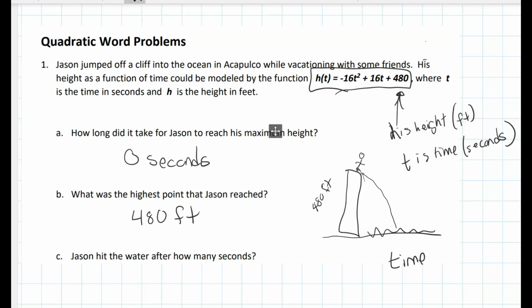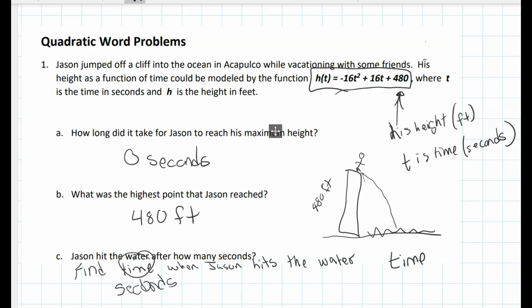Jason hit the water. So what do we know? When he hits the water, well, wait a minute. What are we trying to find? So let's put it this way. Find the time in seconds when Jason hits the water, right? A lot of this is about changing it from English to math. Find the time. Well, that's going to be in seconds.